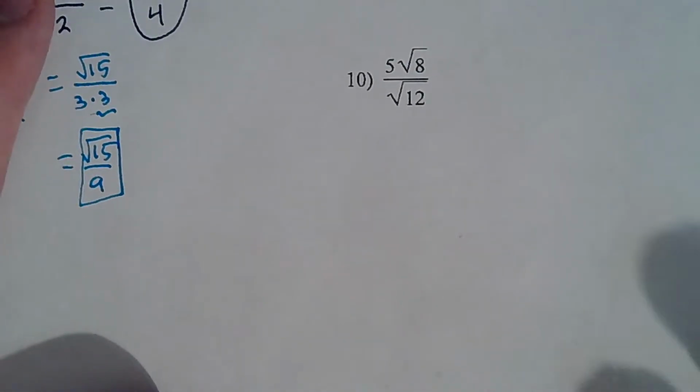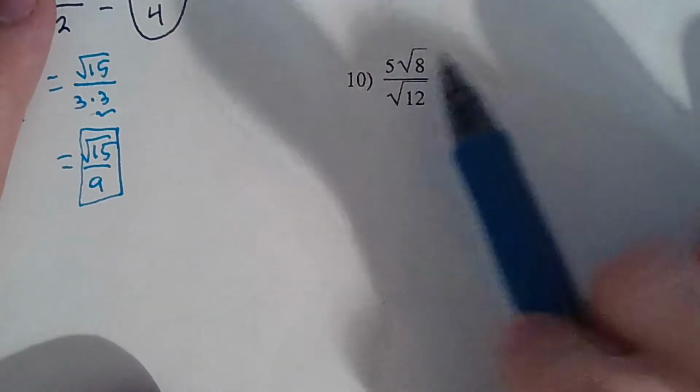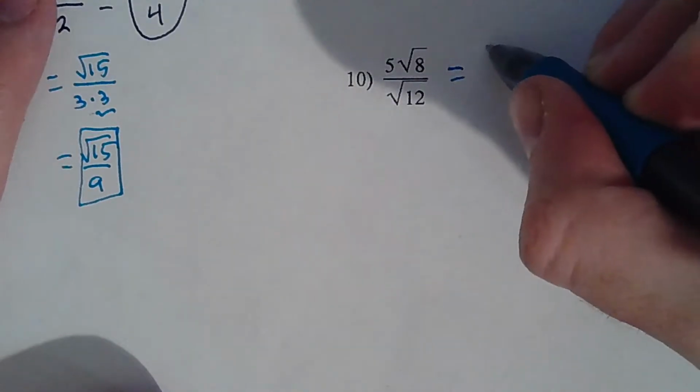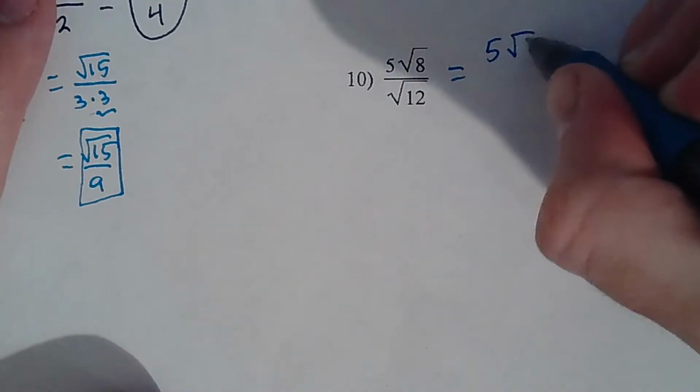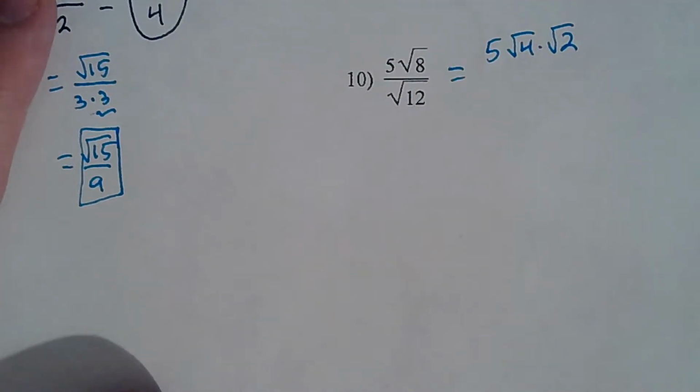So number 10, we have to see if we can reduce anything right away. And the answer is yes, we can reduce both the top and the bottom. So that square root of 8 right there, that can be rewritten. We can rewrite that square root of 8 as the square root of 4 times the square root of 2. Why square root of 4? Because it's on that list of numbers, the 4, 9, 16. We wrote all those numbers before.